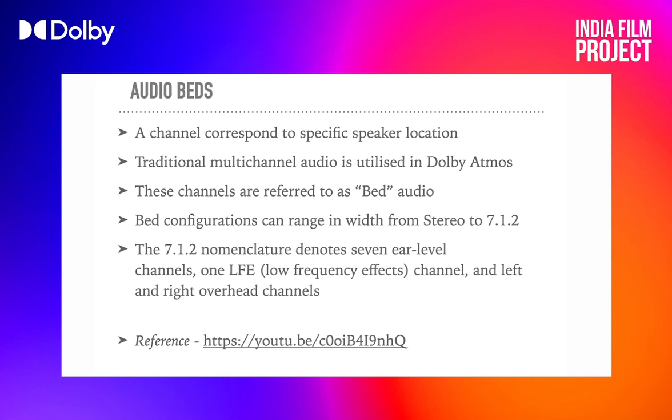The 7, like I said, is the LCR, LSS. Oh, I'll talk in English. Left, center, right, the left side surround, left back surround, right side surround, right back surround. So that's 7 channels there. The .1 denotes the subwoofer. The .2 is basically the overhead. So in a cinema array, it's overhead left, overhead right.